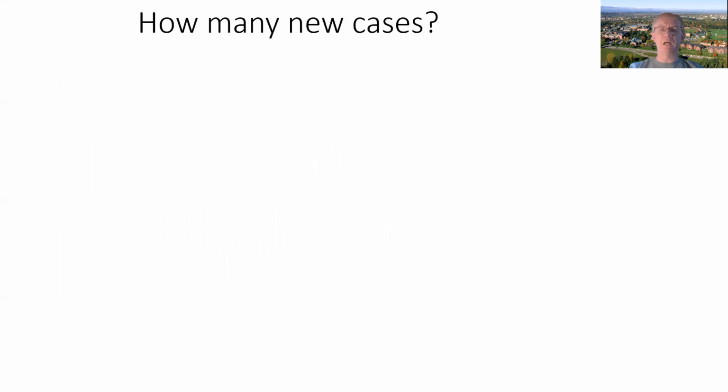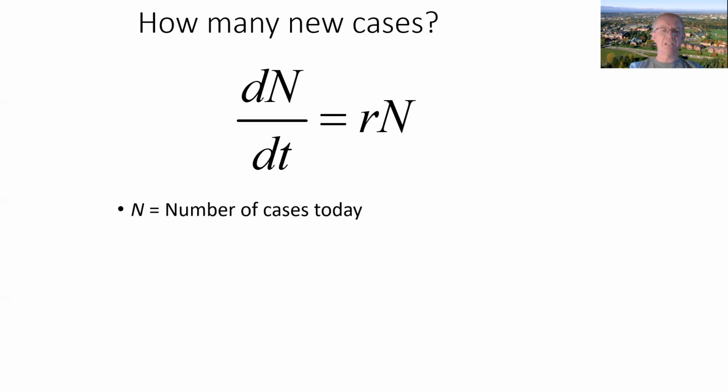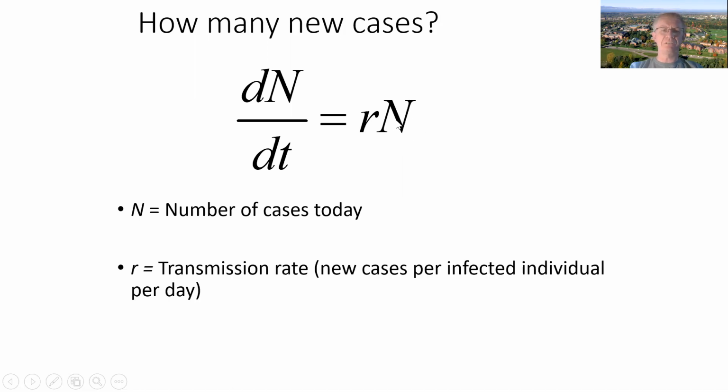So how many new cases is the first thing you want to predict? And here comes the math. Are you ready? This is simple math. You're going to love it. So N is the number of new cases today. Today is March 23rd. We've got 75 cases. Sorry, not new cases, total cases. So in Vermont, there are 75 cases today. All right, next number we need is R, which is the transmission rate: new cases per infected individual per day.